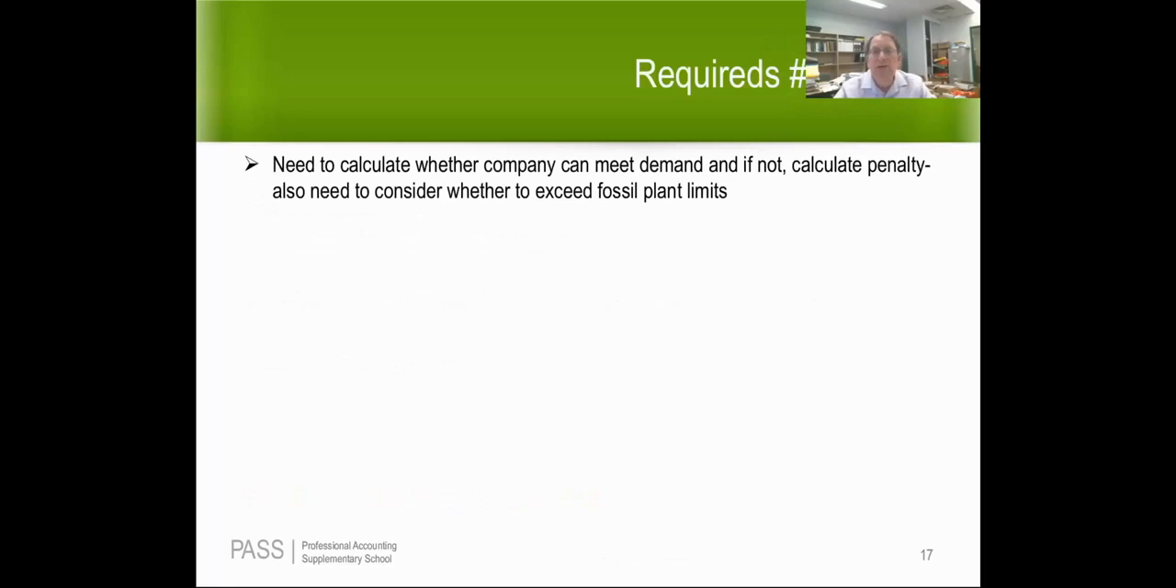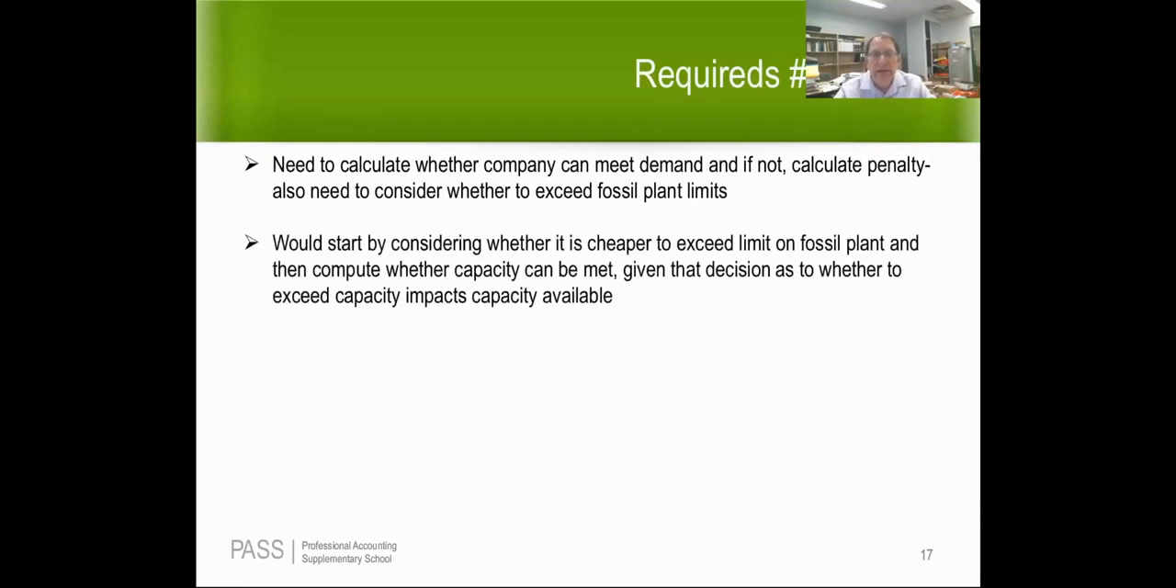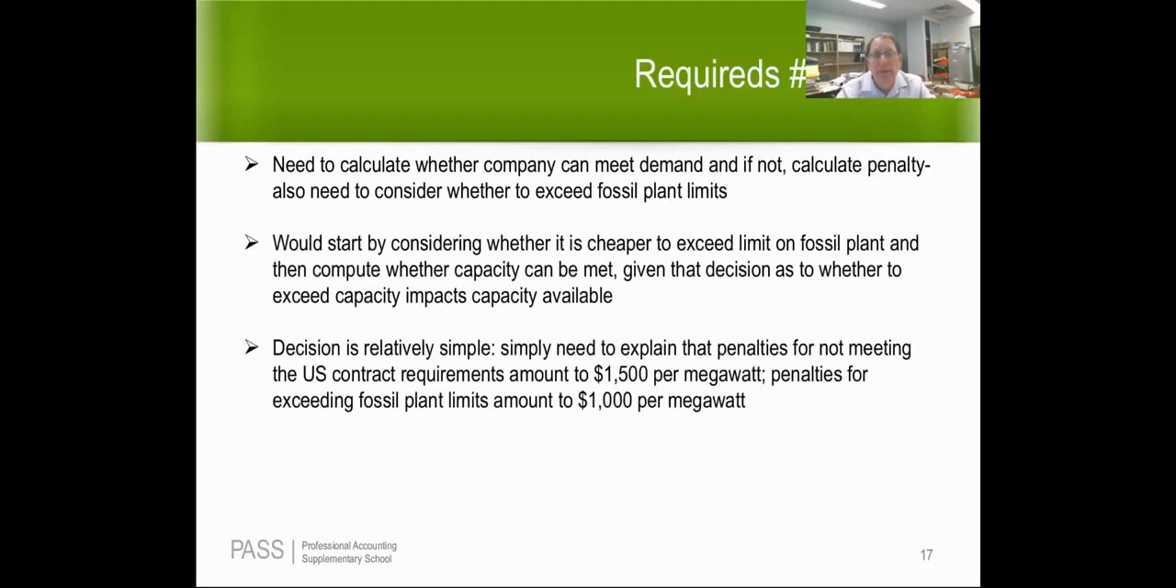So what do you have to do here? Calculate: can they meet the demand? If not, do they have a penalty? It might make sense to start with, is it cheaper to exceed the limit on the fossil plants? And then compute whether capacity can be met. If I exceed the limits, that makes a difference on my capacity. So the answer was relatively simple. You didn't even really need a calculation.